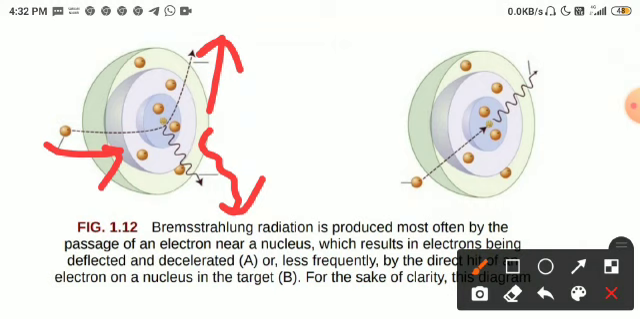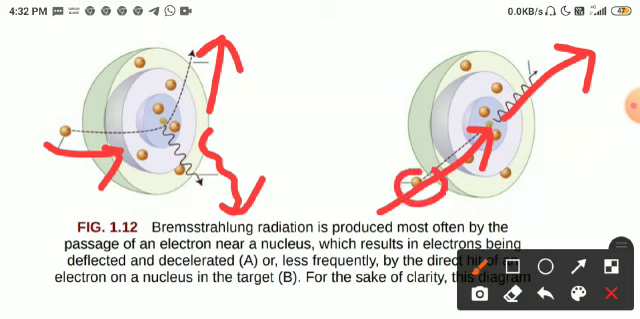In the second we see it is a direct hit to the nucleus. The photon is dead and the energy is released in the form of X-ray. So this photon diminishes or dies or disappears, and all the energy of this photon is converted into the X-ray.